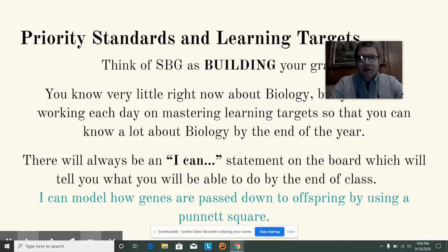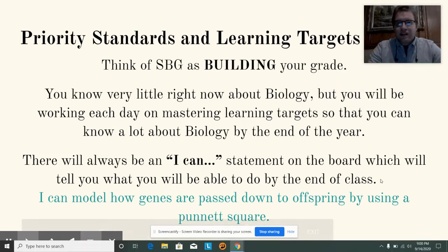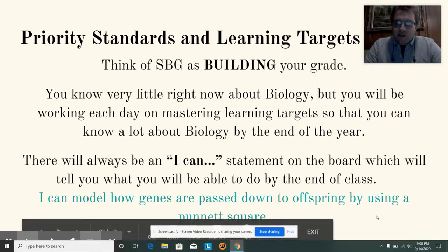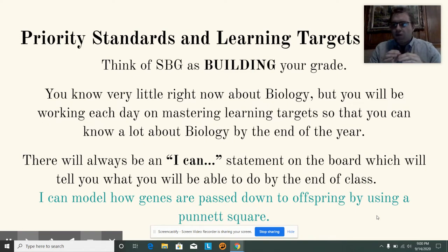When it comes to priority standards and learning targets, think of standards-based grading as building your grade, right? You're not just collecting points and getting the average, as with traditional grading. You know very little about biology right now, but you will be working each day on mastering learning targets so that you can know a lot about biology by the end of the year.